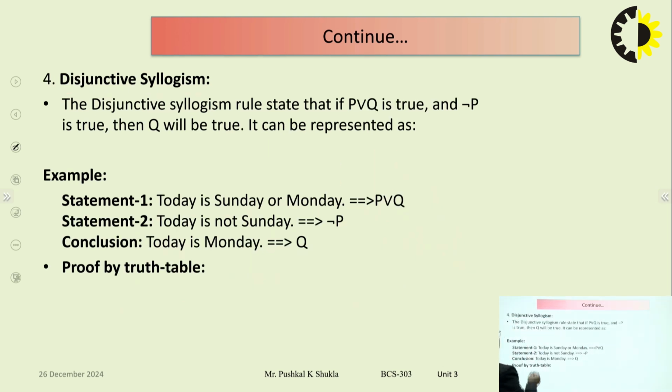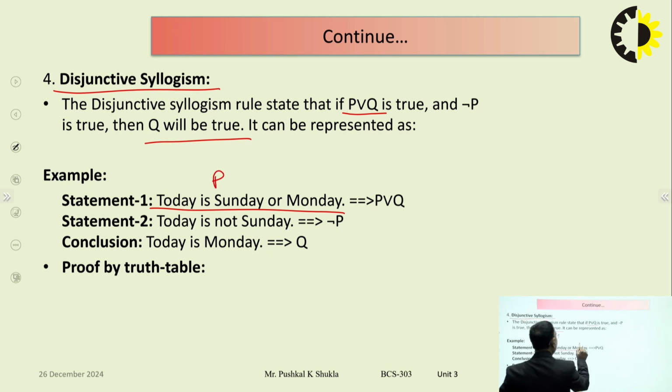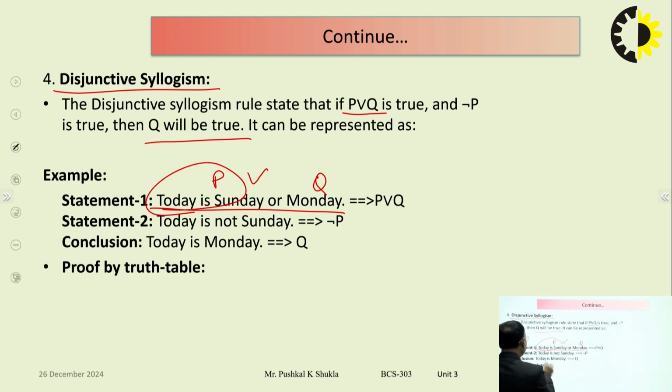Next is disjunctive syllogism. The disjunctive syllogism rule states that if P or Q is true and negation of P is true, then Q will also be true. For example, today is Sunday or Monday. Today is Sunday, this is P, and today is Monday, this is Q. So, P or Q is: today is Sunday or Monday. And negation P is: today is not Sunday. So, what will we infer? Today is Monday, we infer Q. This is known as the disjunctive syllogism.